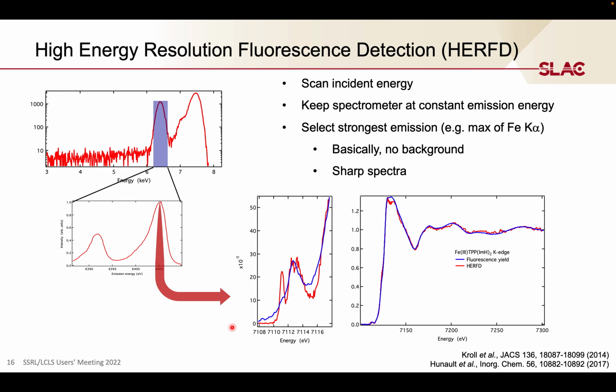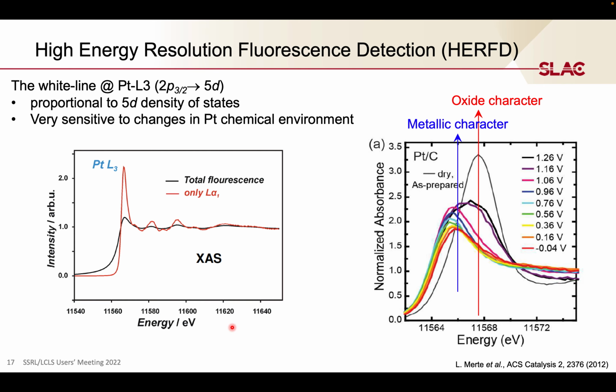For biological samples, you can go to traces in environmental sciences, or you can do operando catalysis, where you have to go through a number of different components before you reach the sample. And so here's an example where HERFD had been used. That's for a platinum electrochemistry experiment.